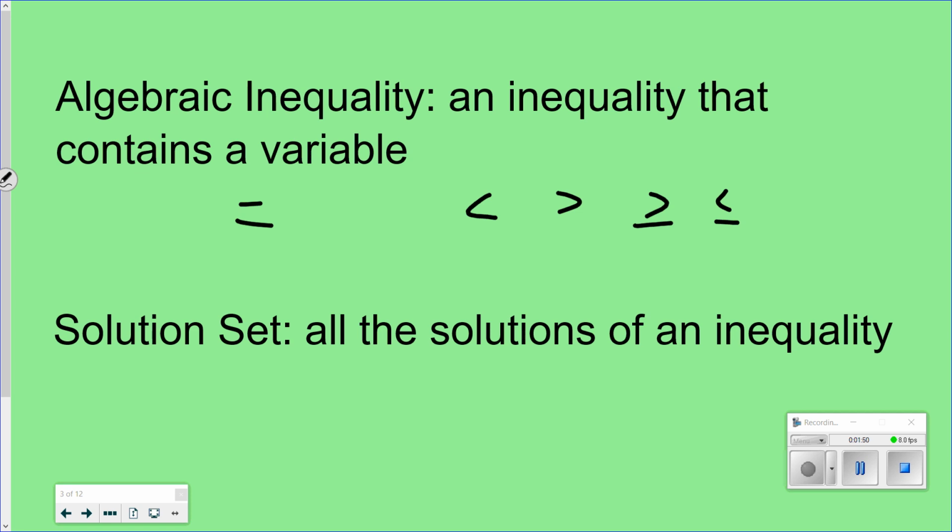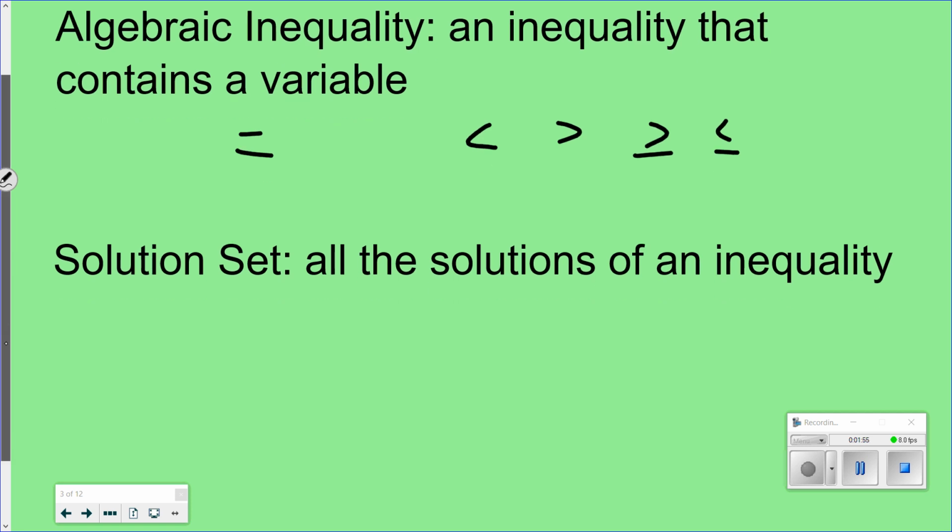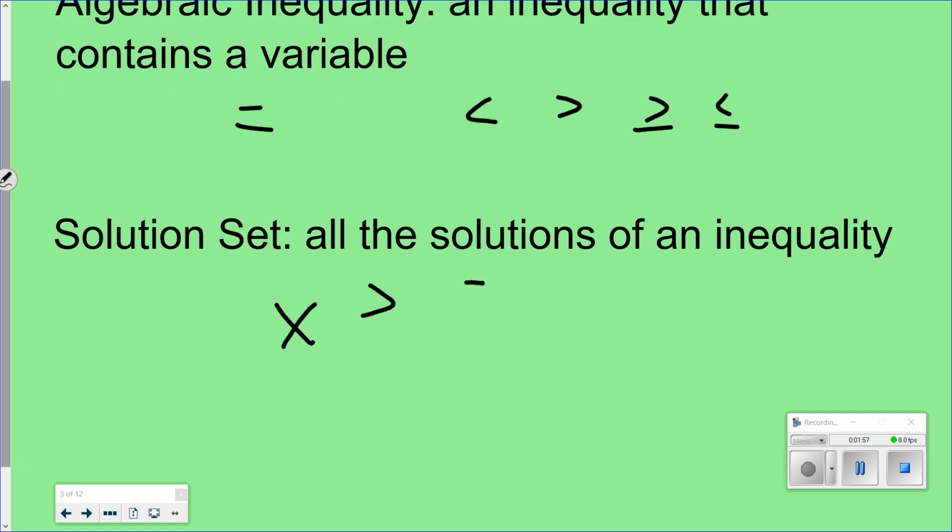Solution set is my next vocabulary word, and a solution set is all the possible answers to an inequality. Here's the cool thing. If I say x is greater than 5, x can be so many different things. So think of what could be greater than 5. 6 could be greater than 5, 7 could be, 8 could be, 9 could be. We could go on forever. If I have x is less than or equal to 7, what could x be? Well, x could be 7 because it's "or equal to." But it could also be 7, 6, 5, 4, 3, 2, 1. The solution set is all the possible things that x could be.